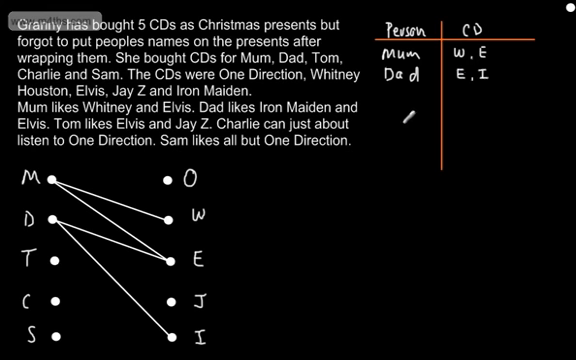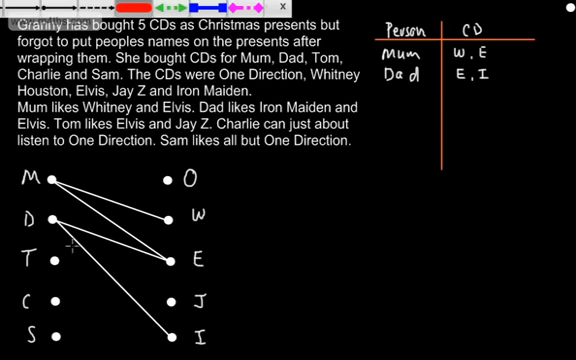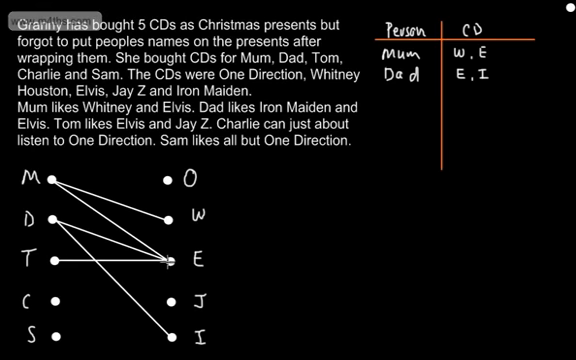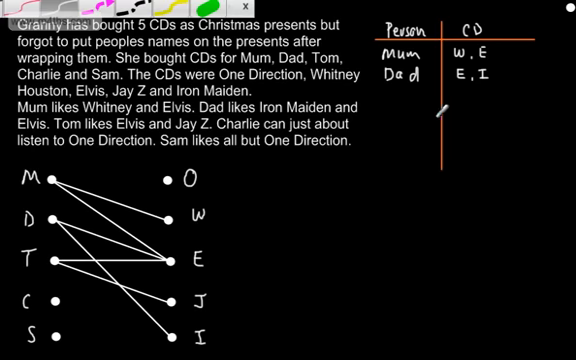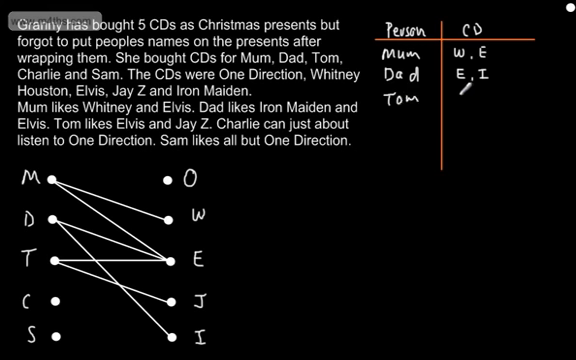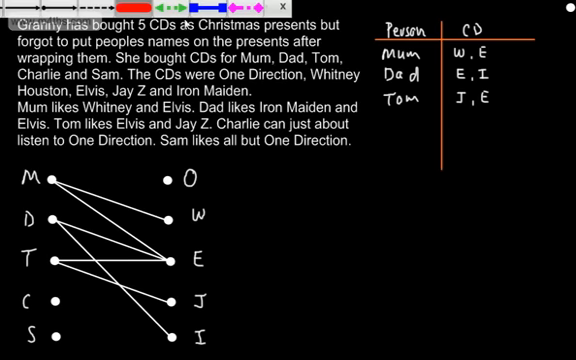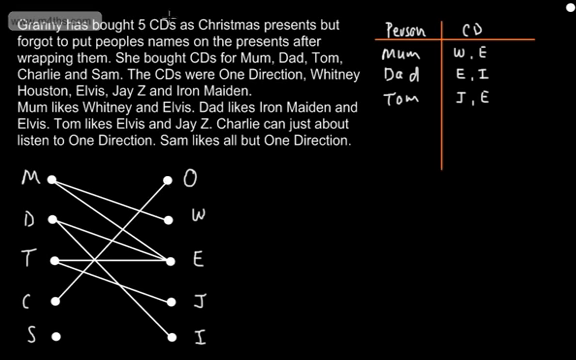If we now look at the next one, we're told Tom likes Elvis and Jay-Z, which is pretty diverse, but never mind. So we can see Elvis is pretty popular, so Tom likes Elvis and Jay-Z. So what we're doing is just adding these to the bipartite graph. So Tom likes Jay-Z and Elvis, so let's put J and E. And we've got Charlie can just about listen to One Direction. I'll assume then that they would be happy, I don't know if happy is the correct word, they would accept the One Direction CD.